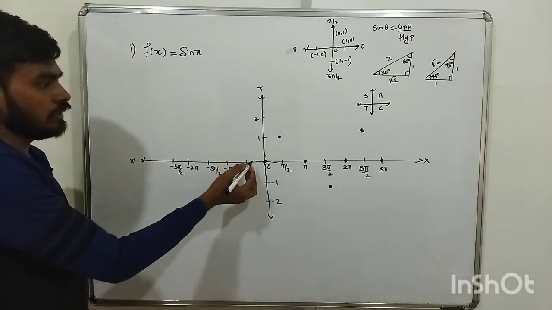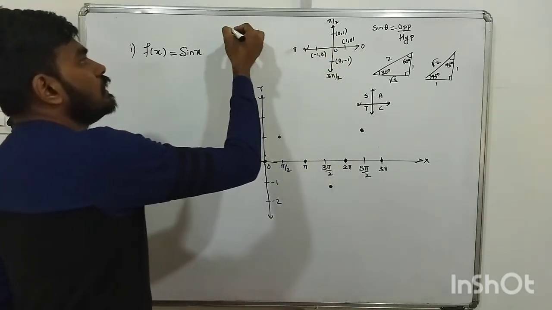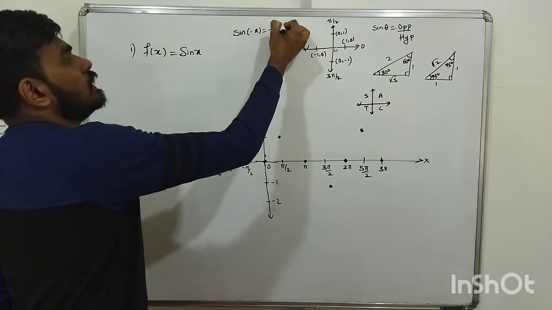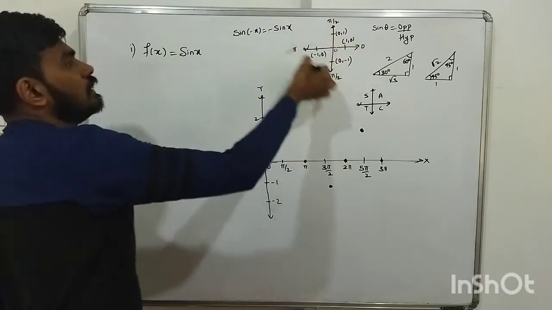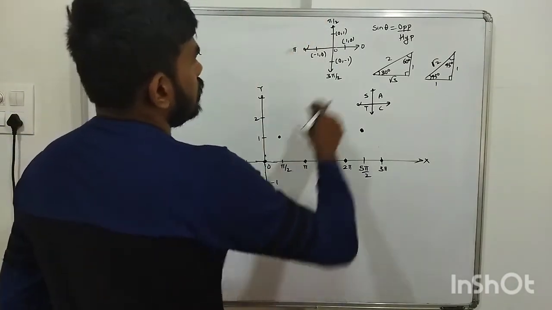Similarly, look at this side. Now, sine minus pi by 2. How to find sine minus pi by 2? Either you can remember the formula, sine of minus x is equal to minus sine x, or you go clockwise this way. So sine minus pi by 2 is same as sine 3 pi by 2 this way.